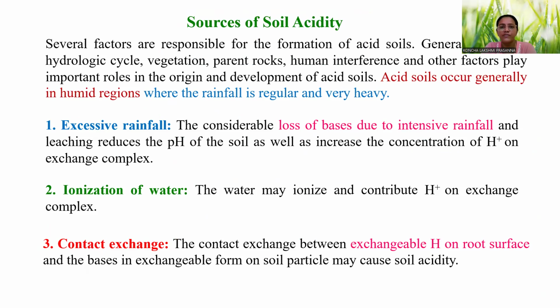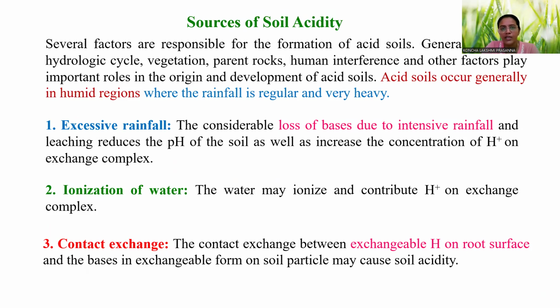Sources of formation of soil acidity. So how are these acid soils formed? Generally, acid soils are formed from acidic parent material and leaching of bases caused by heavy rainfall or heavy precipitation, which is conditioned by various factors, including the parent material, human interference, vegetation, and hydrological cycles on the landscape. These acid soils generally develop in humid regions where there is heavy precipitation and rainfall is very regular.